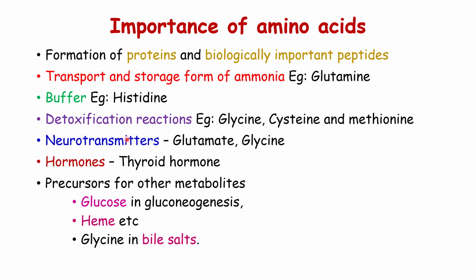Just know the names of the amino acids and the roles played by them. Hormones: thyroid hormones, which are T3 and T4. Precursors for other metabolites: glucose in gluconeogenesis, heme, etc., and glycine in bile salts, where it acts as a conjugating agent. So amino acids play a very important role in overall functions.